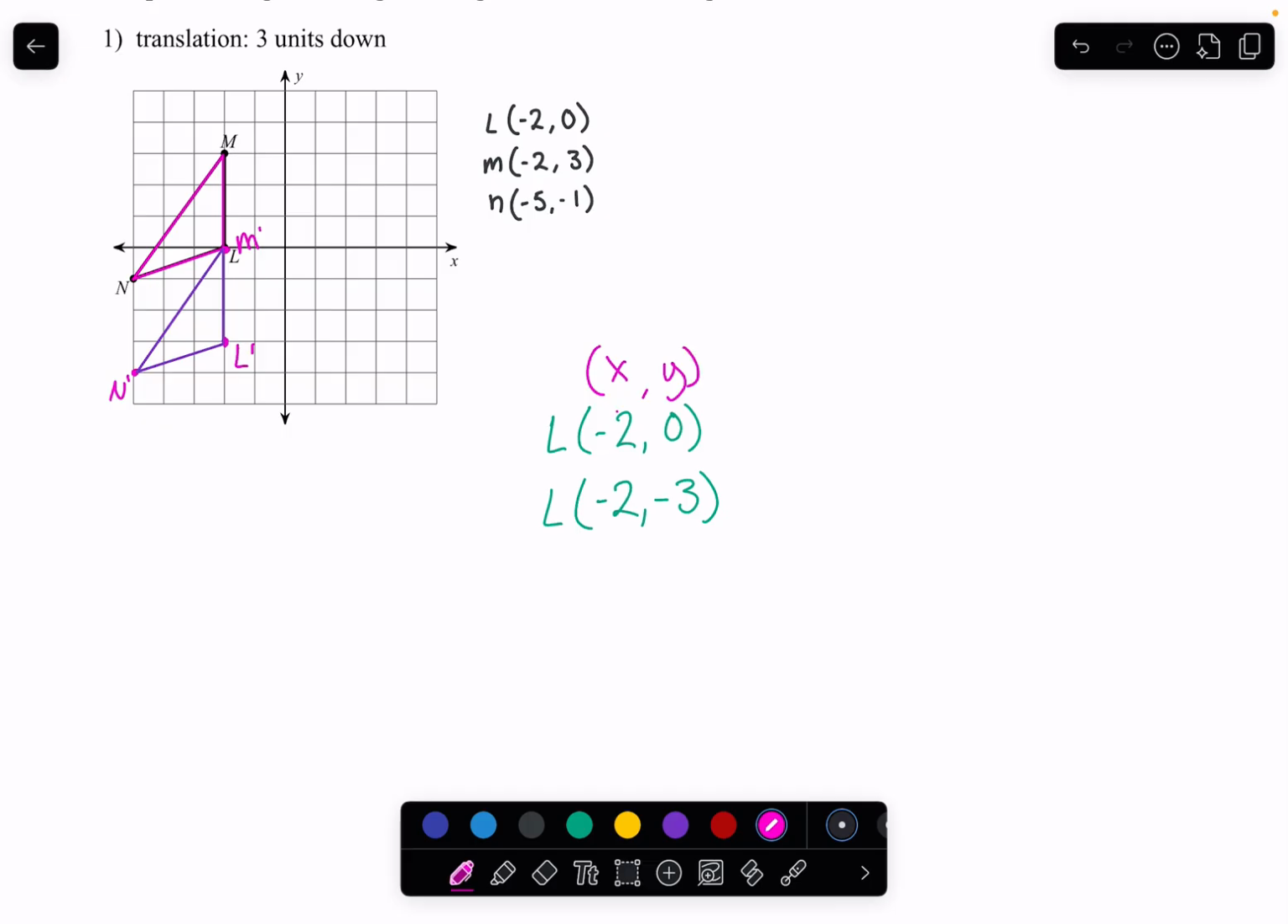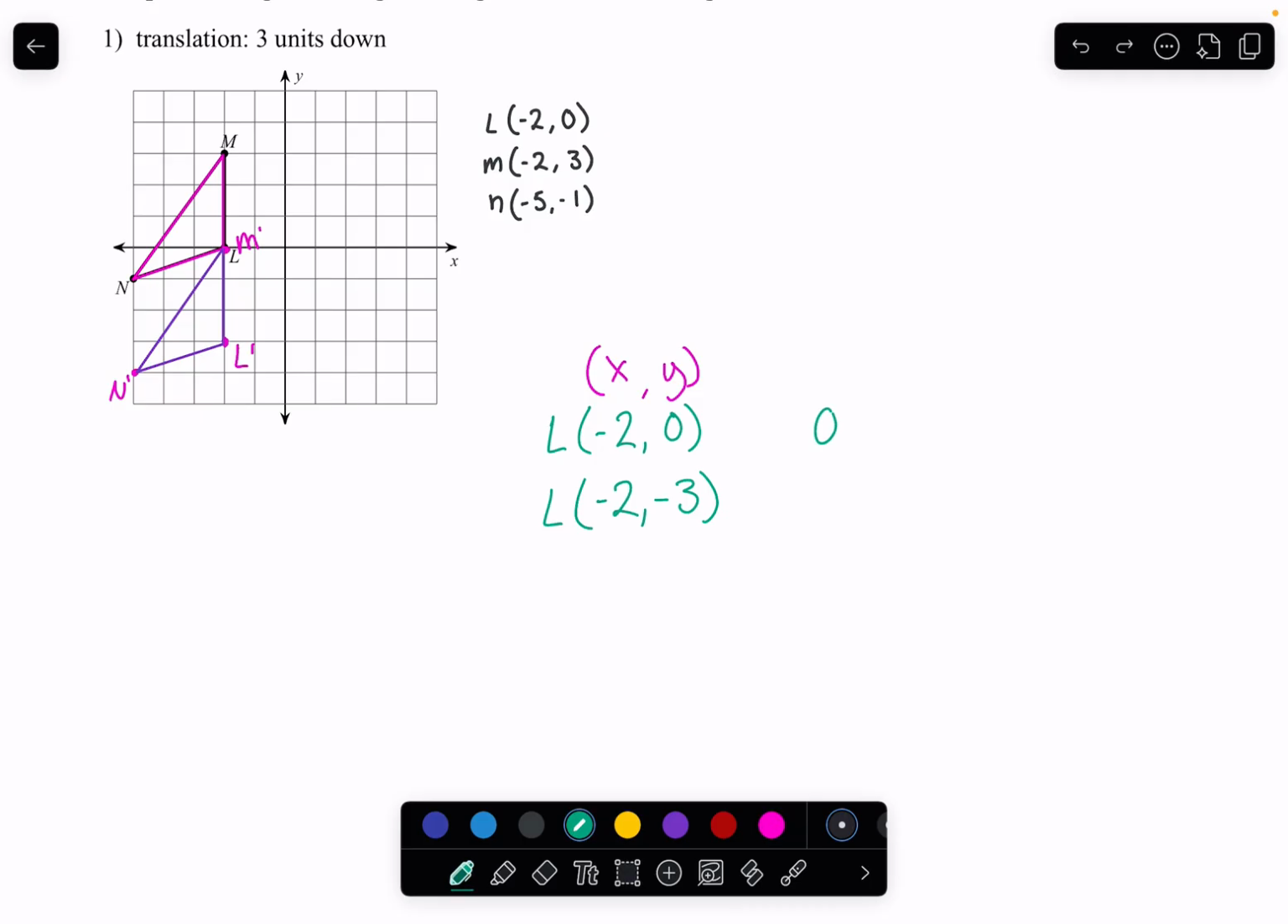Well, it looks to me like -2 stays the same, and that makes sense because we did not slide the image left or to the right. It keeps its x coordinate. But what did change is the y. We went from 0 down to -3. And so, well, what math happened there? I'd hope it's pretty obvious, even if it's a relatively open-ended question.